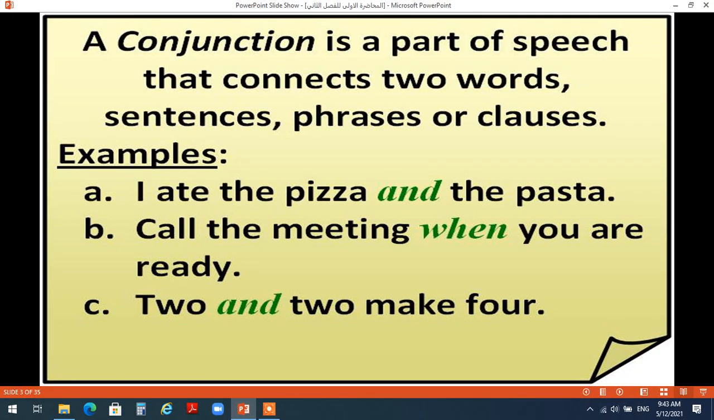As for the third example, 2 and 2 make 4. Again, here we have used the conjunction and to connect two words. These two words are 2 and 2. So, as you can see here, the conjunction can be used to connect either words or noun phrases or clauses or even whole sentences.